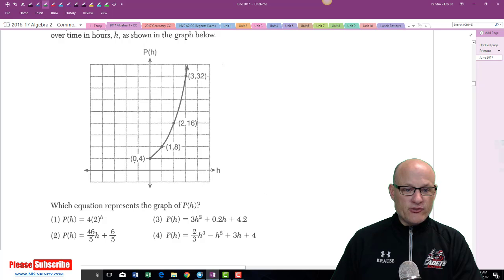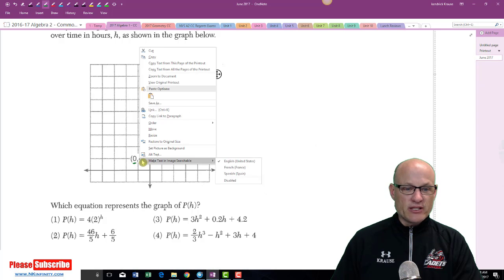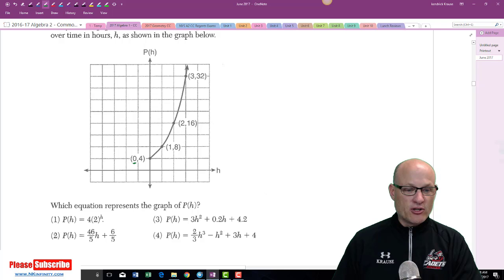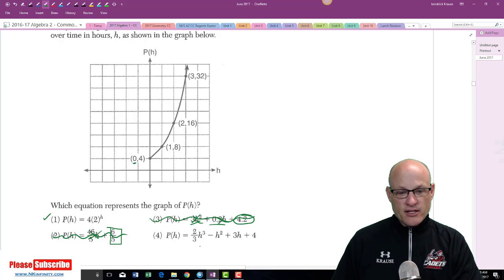I have to be able to plug in 0 and get 4. That's really easy because if I plug in 0 here, I get 4. So that one works. If I plug in 0 here, I get 6/5, because this goes away. So that's not right. If I plug in 0 here, that goes away, and I get 4.2. So that's not right. And if I plug in 0 here, this goes away, this goes away, this goes away, and I get 4. So it's either got to be choice 1 or choice 4.